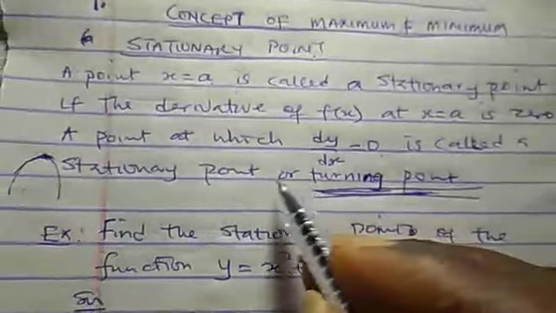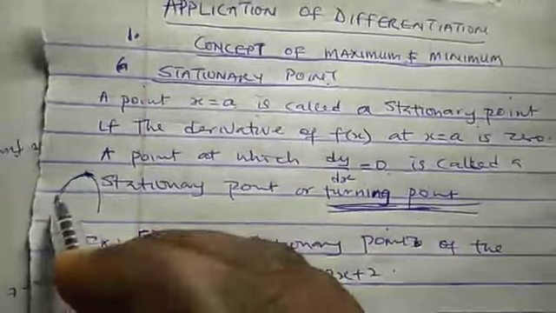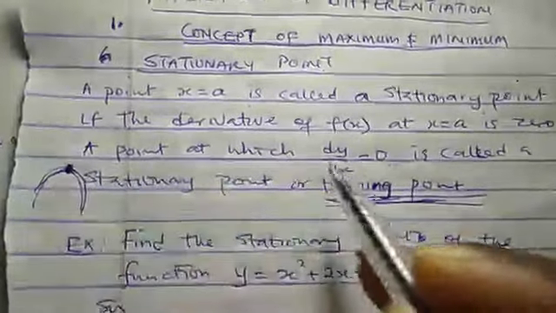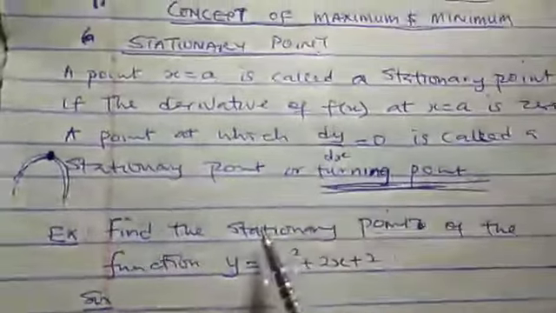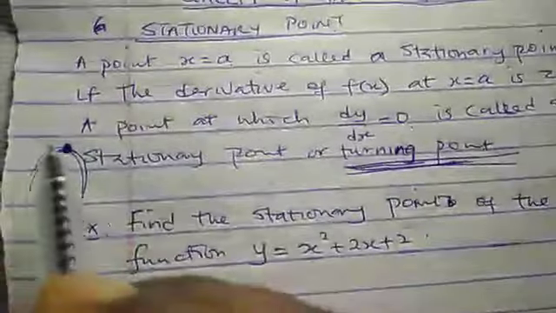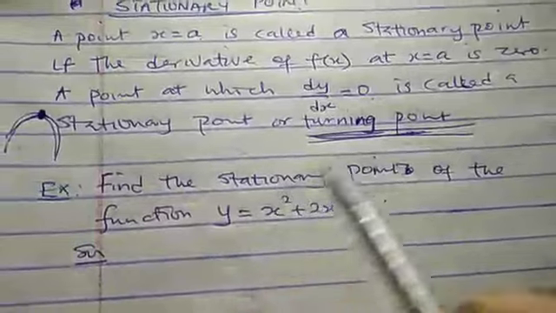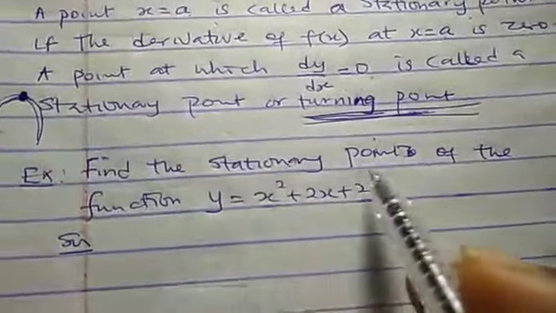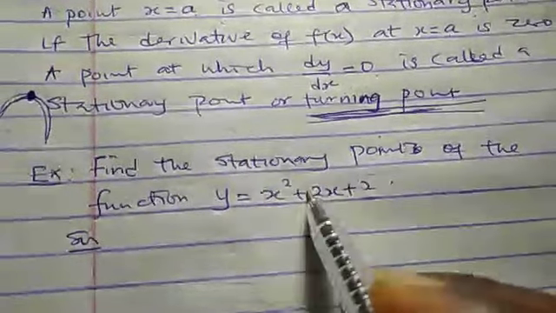We call it a stationary point or turning point, something like this. So this is a turning point. At that point, dy/dx is 0. Now, in order to find a stationary point, we only need to differentiate the function, then we equate that derivative to 0. For instance, now we have to find the stationary point of this function.